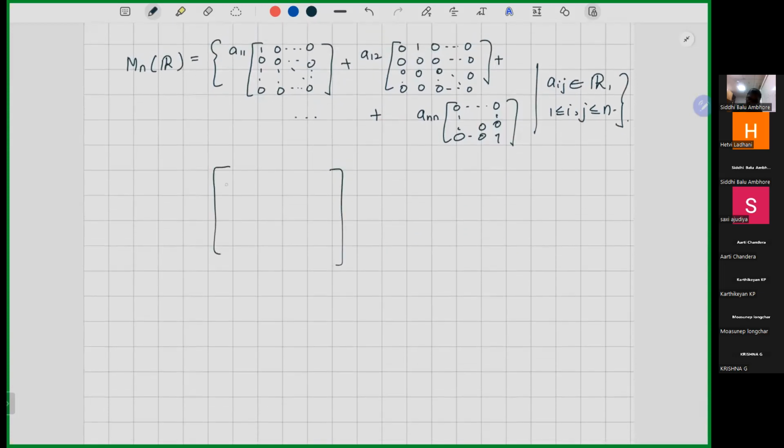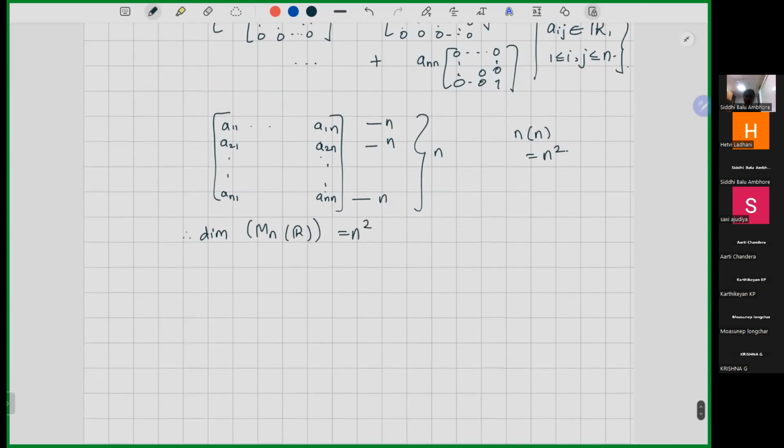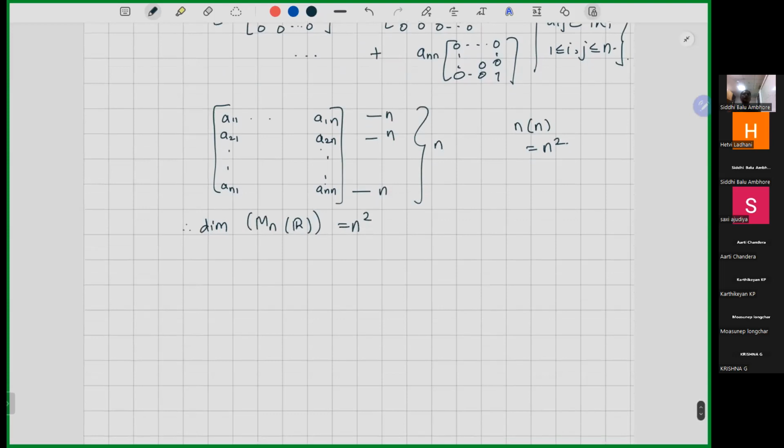So what is the size of this matrix? This is A11, A1n, A21, AN1, A2n, ANN. Each row has n components, and there are n many rows. So this is n times n, which is n squared. So that's why the dimension of MNR is n squared. Choose n here and the dimension will vary.